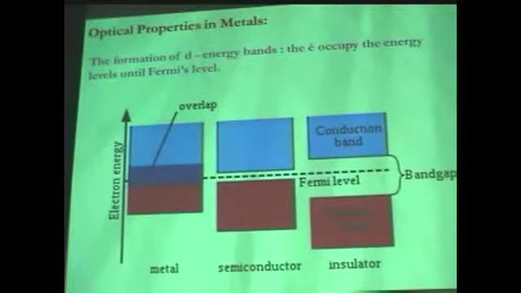As concerns the optical properties in bulk metals, I show you here the classical diagram for electron energy for metals, semiconductors, and insulators. And you can see the formation of the energy bands, and the electrons occupy the energy levels until the Fermi level.